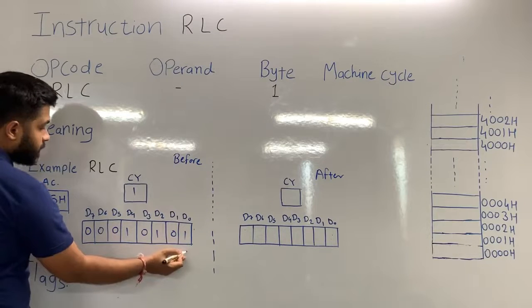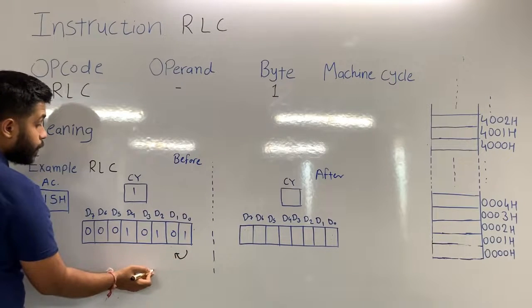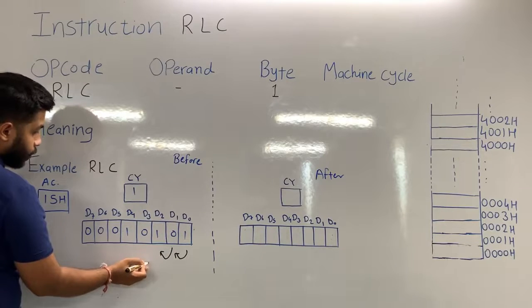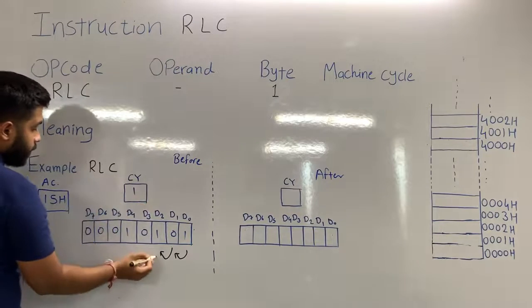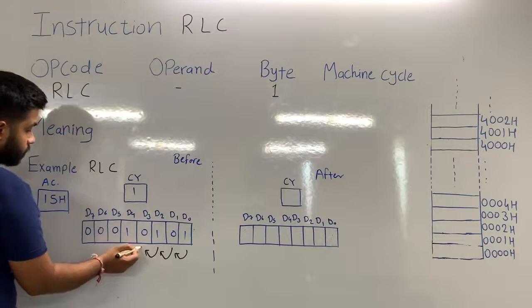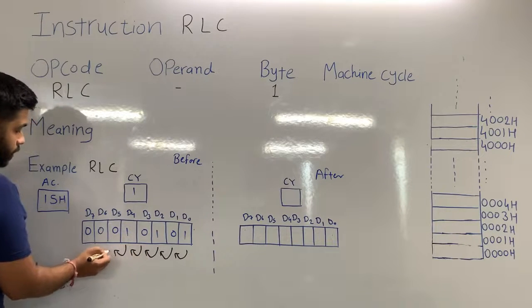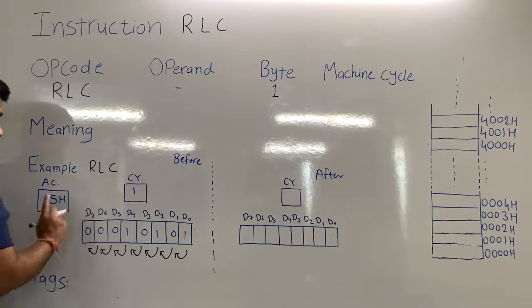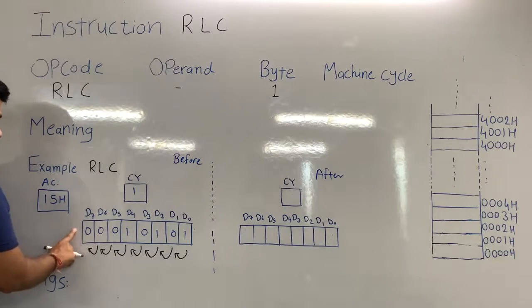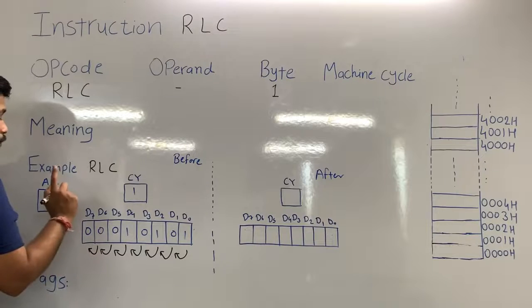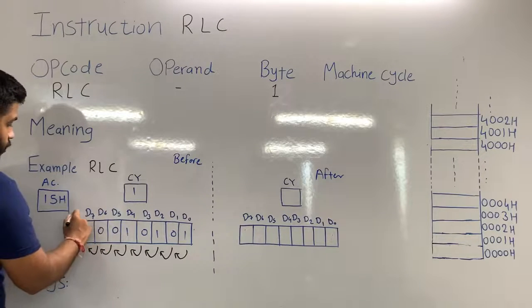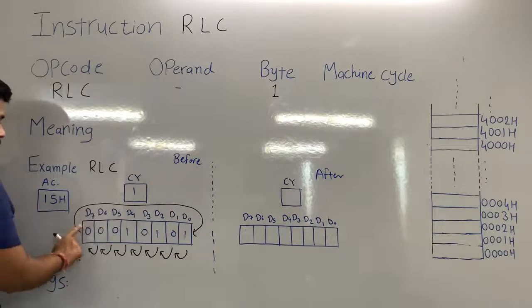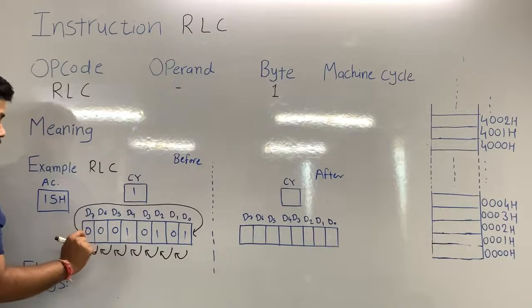The value which is present in D0 will be shifted to D1. The value which is present in D1 will be shifted to D2. The value which is present in D2 will be shifted to D3. D3 will be shifted to D4, D5, D6 and D7. Now the value which is present in D7 will be shifted to D0. Whatever value is present in D7 will be shifted to D0.